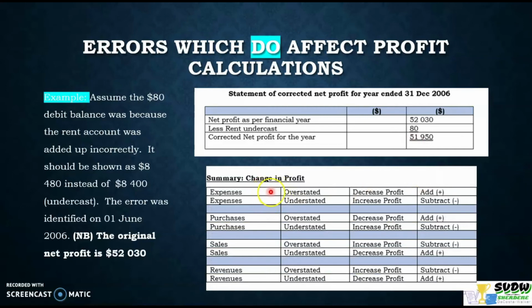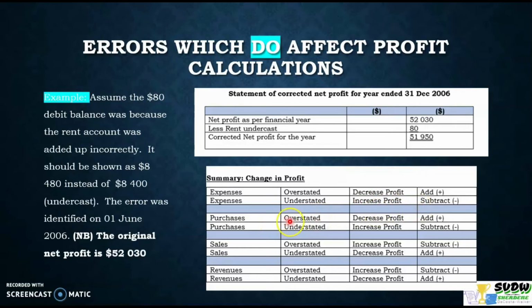So here's a table that summarizes the change in profit. If we're dealing with an expense and it was overcast, more than it should have been, then we would have less it from our gross profit, which would have reduced our net profit. So the profit would have been less, decreased. And so in order to fix it, we would add back the amount that was overcast to the original net profit. If the expense was undercast, it means that the total expense would have been short or less than it should have been, so our profit would have been more. So in order to fix that, we would less it.